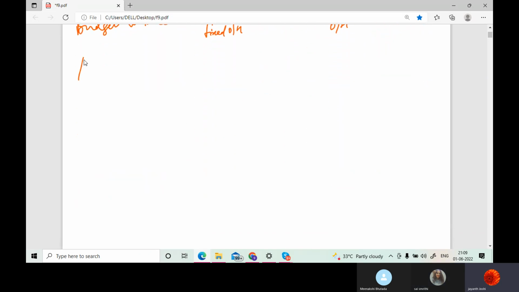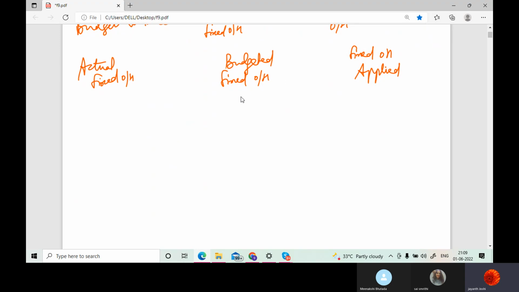So again, I'm writing the same thing. Actual fixed overhead, budgeted fixed overhead, fixed overhead applied. So here, before going to another concept, I will give you some details about fixed overhead applied. Okay, so make a note of this.